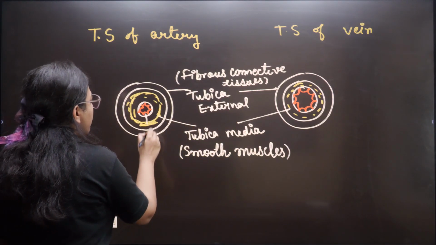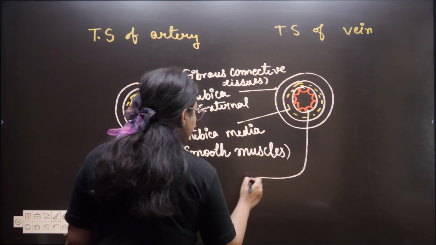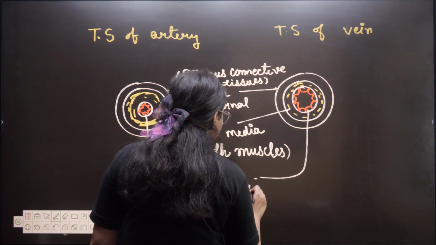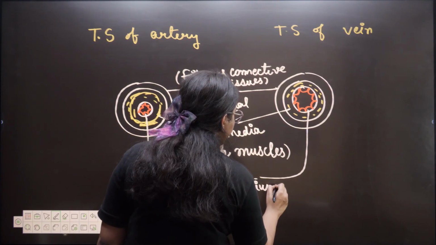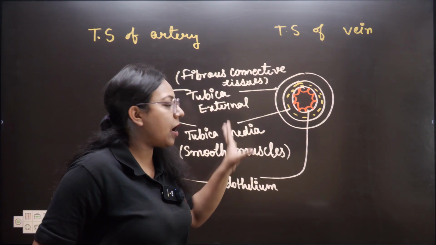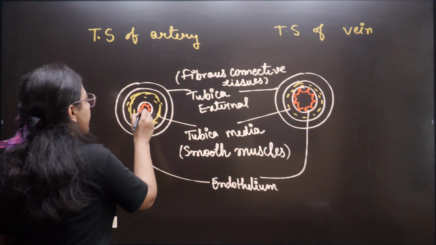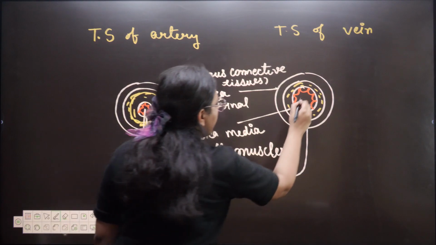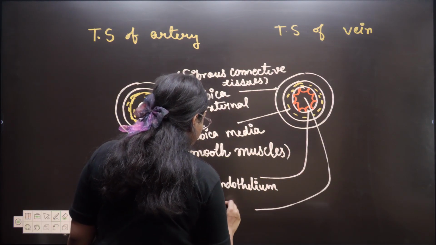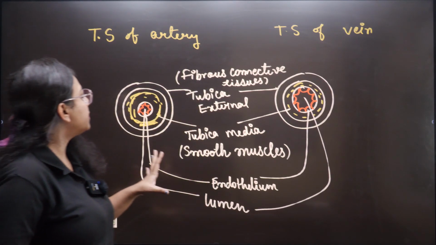This is done. And now the last layer, the third layer, is called endothelium. You must have heard of epithelium. Epi means outer. Epithelium is the outer layer, endothelium is the inner layer. So this is the inner layer. Now this cavity is the lumen. You see, all the labeling is done. I hope it is very clear to you.